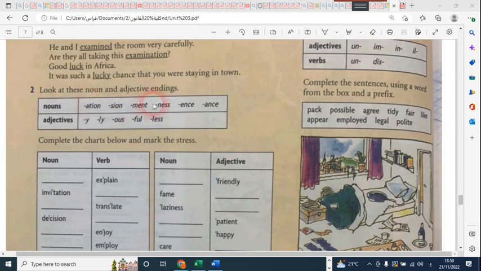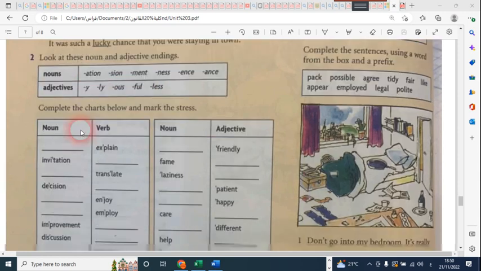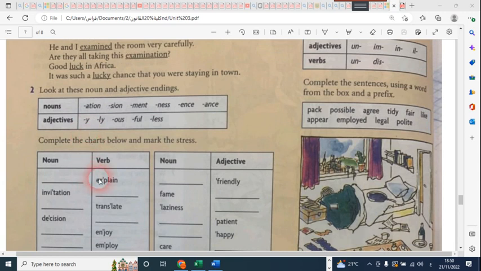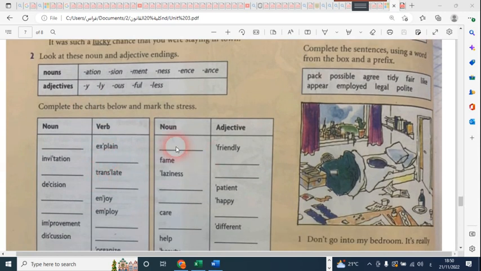Here these are suffixes إضافات تضاف في نهاية الكلمة to create nouns حتى نصنع ننشئ أسماء. And these are suffixes added at the end of the word to make adjectives. وهذه إضافات تأتي في نهاية الكلمة لنعمل صفات. For example, we have friend. If we add ly, it becomes a friendly.